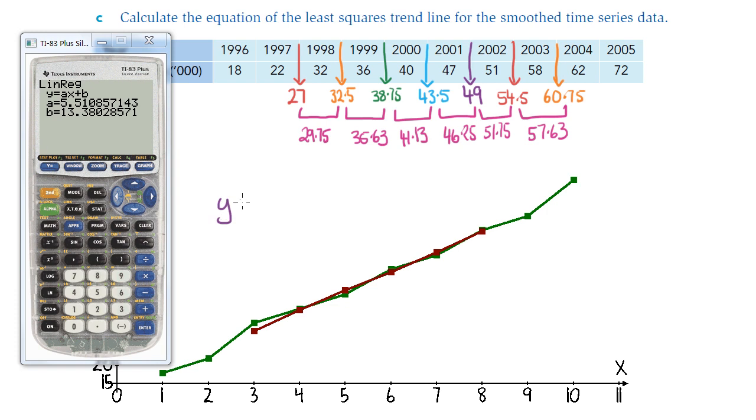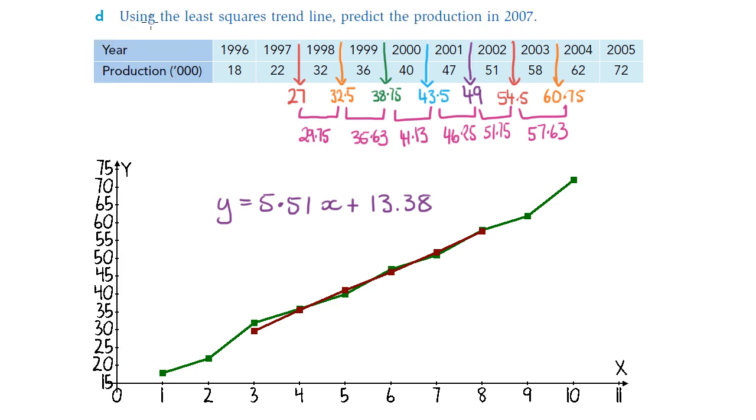So we have y equals 5.51x plus 13.38. For those who have the Maths World textbook, the answer in the back is 13.4. The reason for that is we've rounded to 2 decimal places and they rounded to 1. So, part D of the question said, using the least squares trend line, predict the production in 2007.